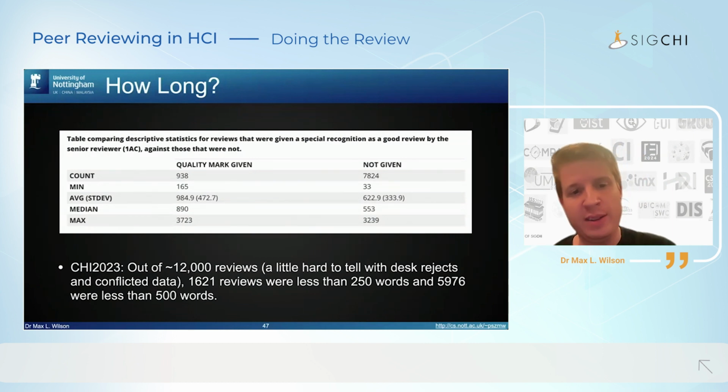Some detail there: 1,621 reviews were less than 250 words. That's quite a lot of reviews that year at the conference that were relatively short, is what we're saying. So we're hoping you'll be able to write some good constructive commentary in these reviews.